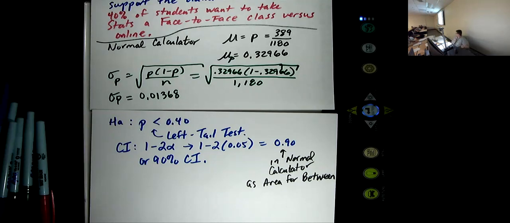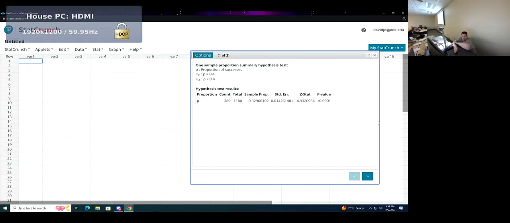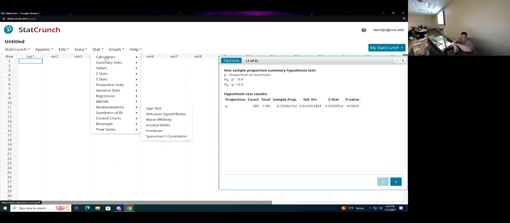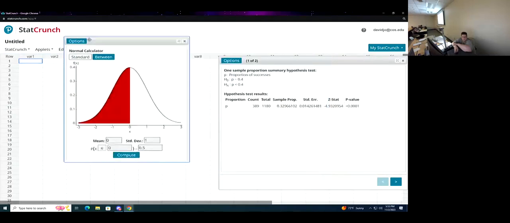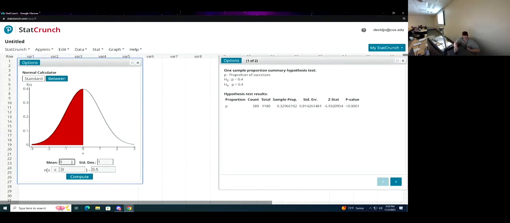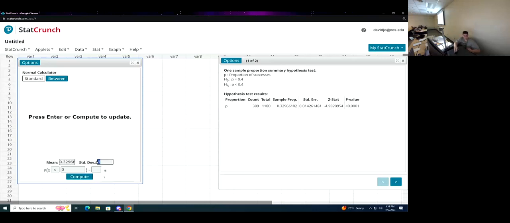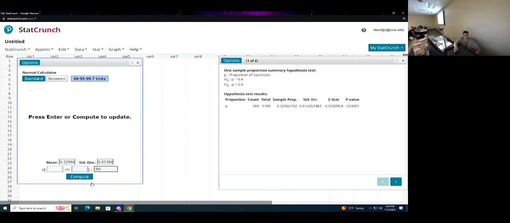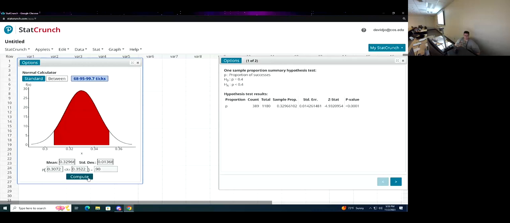Everyone ready? All right. So if we want to do the normal calculator, I'm going to enter the mean we had, which was 0.32966, and I don't remember the standard deviation, 0.01368. I'm going to click on between and I'm going to say 90%, 0.90. And this gives me 0.3072 and 0.3522.